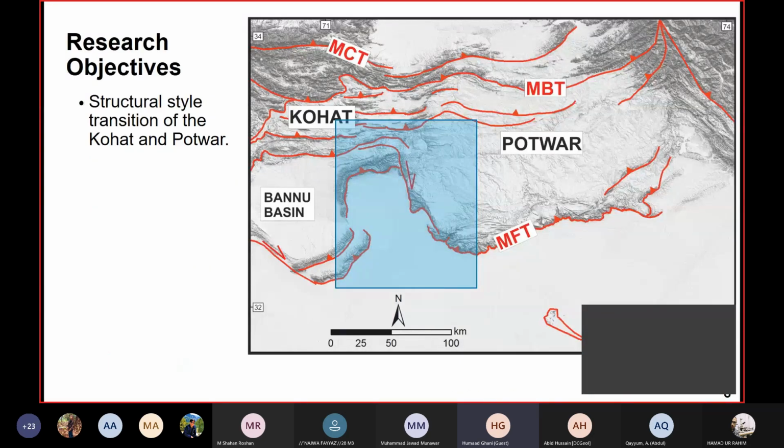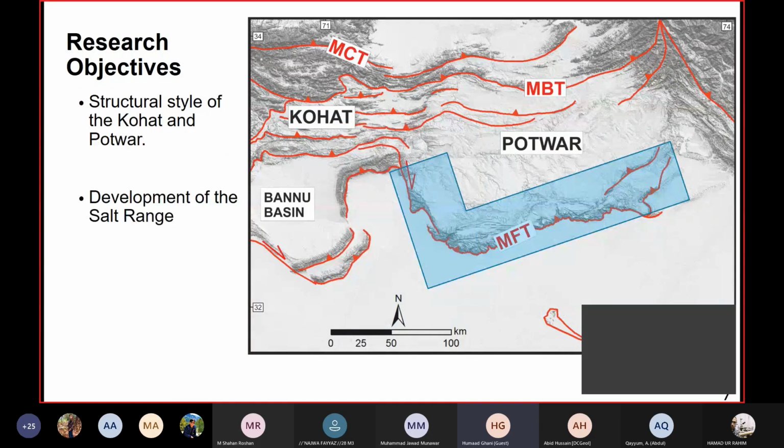So in the first thing, what I did is I looked into the structure style transition from Kohat to Potwar, and like I said before, there are a lot of studies done in Potwar and in the Kohat separately. So I did this to look into the structure style transition. Hardly you find any study on that. So this was one of the tasks I did.